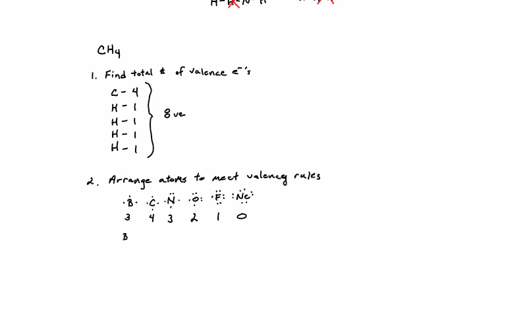Boron's compound with hydrogen is BH3. Carbon's compound with hydrogen is CH4. Nitrogen is NH3. Oxygen is H2O. Fluorine is HF. So this shouldn't come as much of a surprise. If we keep these valencies in mind, it helps us to arrange the atoms that are part of the molecule. So we have CH4.